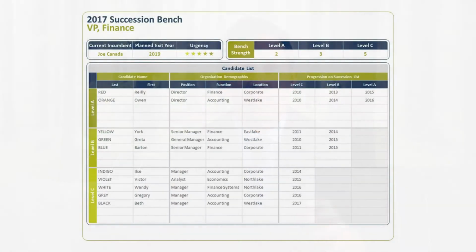What we do with the succession bench is we actually divide them into A, B, and C categories, with the A being the most ready, B being maybe 3 to 5 years before they were ready, and our C-level folks would be 5 years or more before they would be ready to move into that position. The nice thing about this development bench is certainly having a clear overview of who can move into the role puts you probably ahead of most of your competitors because many people aren't doing succession planning as well as they should.